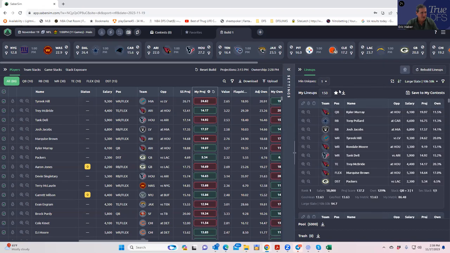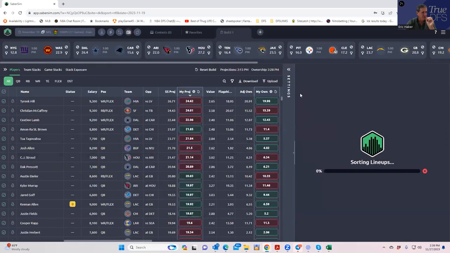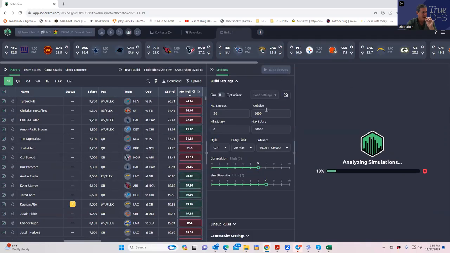Now, again, what I like to do is make zero changes to start. Okay, so we're going to build lineups. And what we're building is actually, I believe, 5,000 lineups, right? Actually, it looks like we're building only 20. That's no problem because we could always add. And we're building 50. We're building 5,000. Okay.